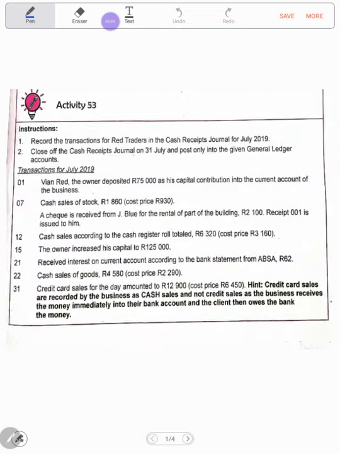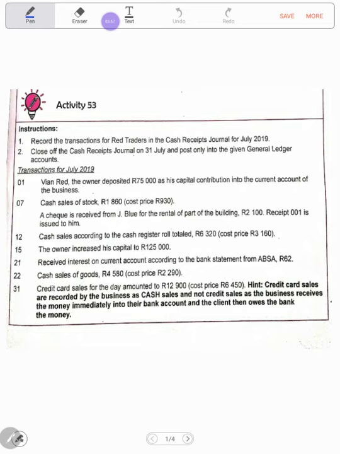Alright, so let's go through the transactions. But before we go through the transactions, instruction number 2 says close off the cash receipts journal on the 31st of July and post only into the given general ledger accounts. Alright, so let's first go through our transactions before we do anything else.